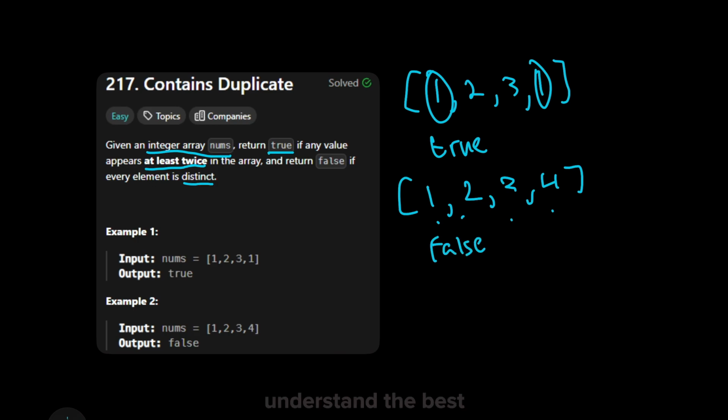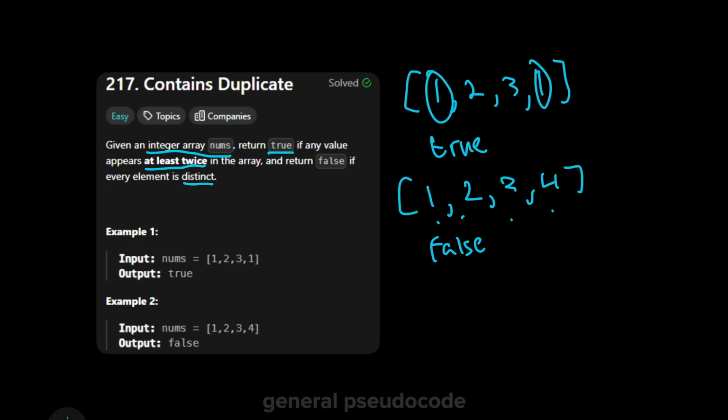Now, to understand the best solution for this algorithm, you need to understand the hash set, which is a data structure that provides constant lookup time due to its nature of using hash tables under the hood. Also, hash sets do not allow you to add any duplicates to the data structure.